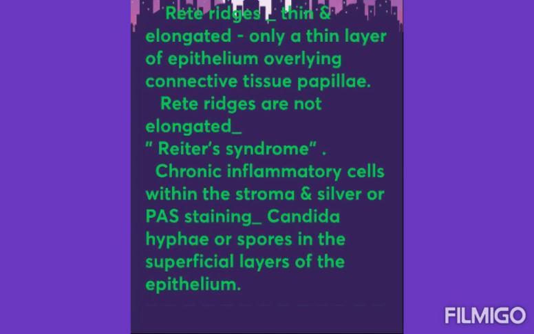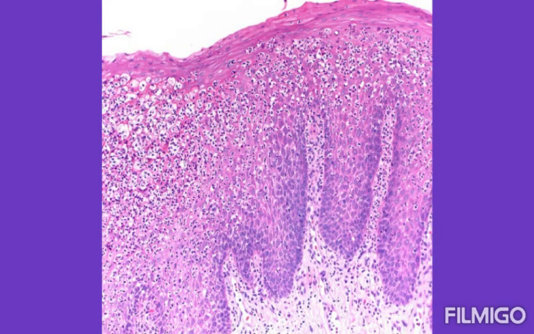If these rete ridges are not elongated, we would consider this condition as Reiter syndrome. If the rete ridges are elongated, it is geographic tongue. If not elongated, it is considered Reiter syndrome. And there are chronic inflammatory cells within the stroma, and silver or PAS staining will often demonstrate Candida hyphae or spores in the superficial layer of the epithelium. And there is no liquefactive degeneration of the basal cells, as would be seen in lichenoid reactions, but here there is no degeneration.